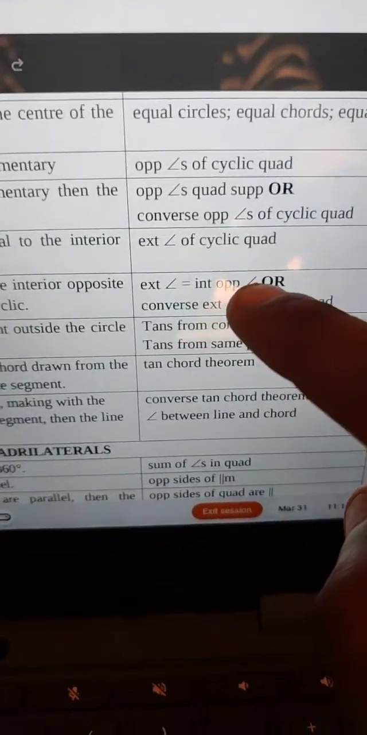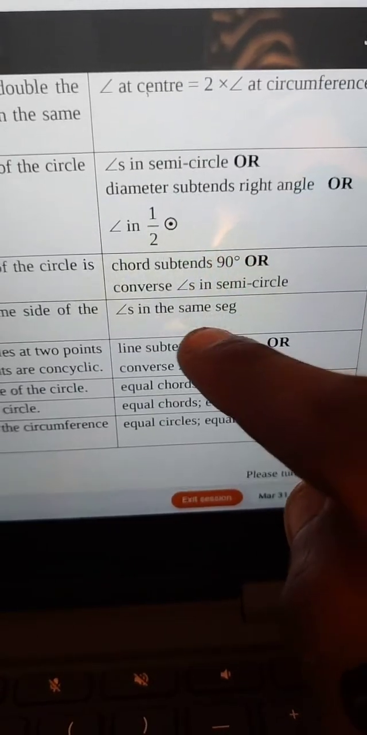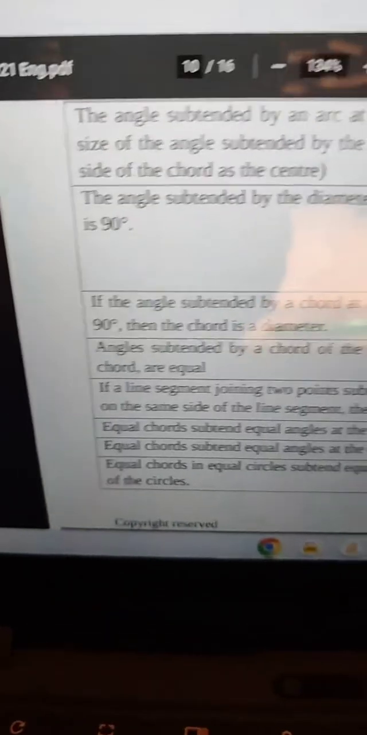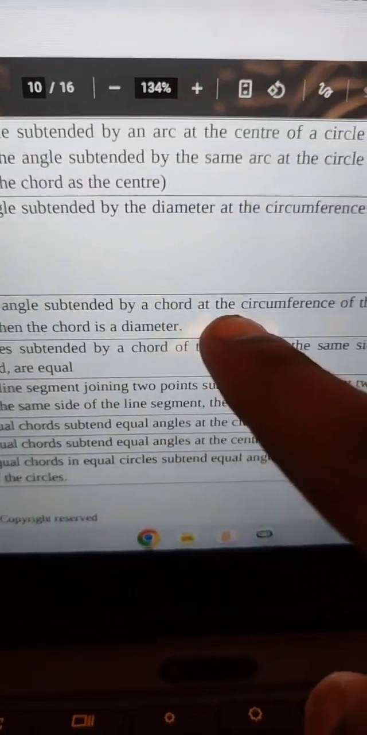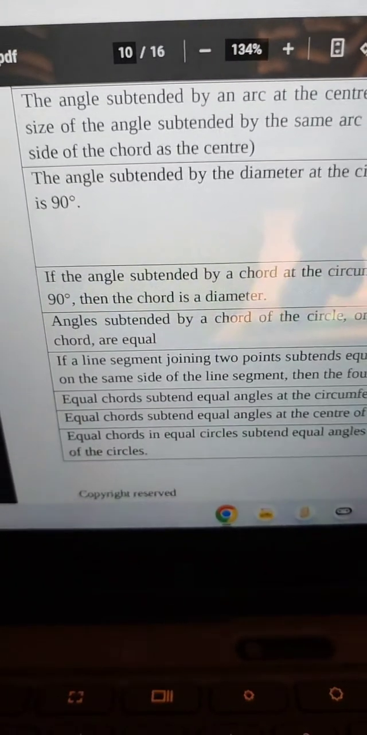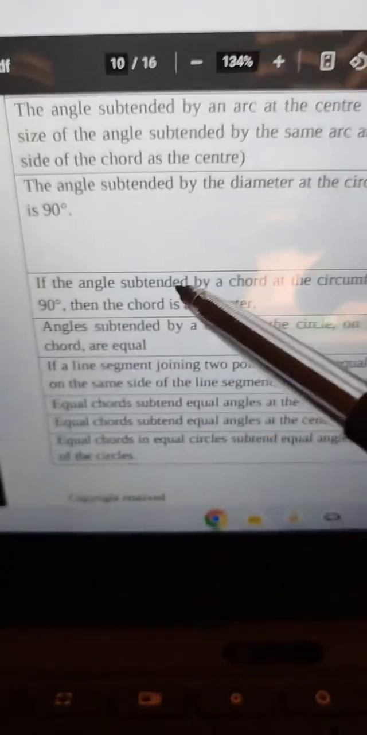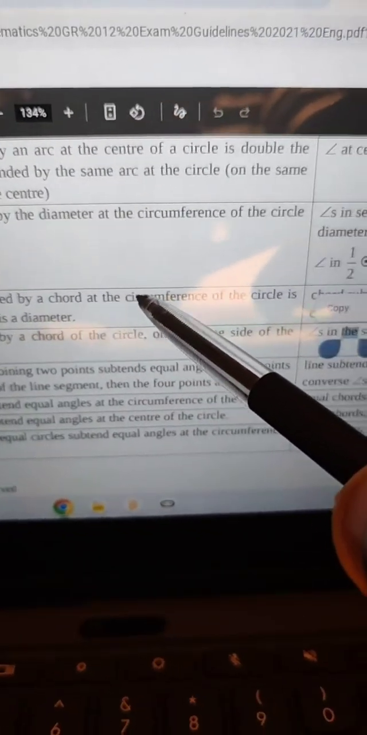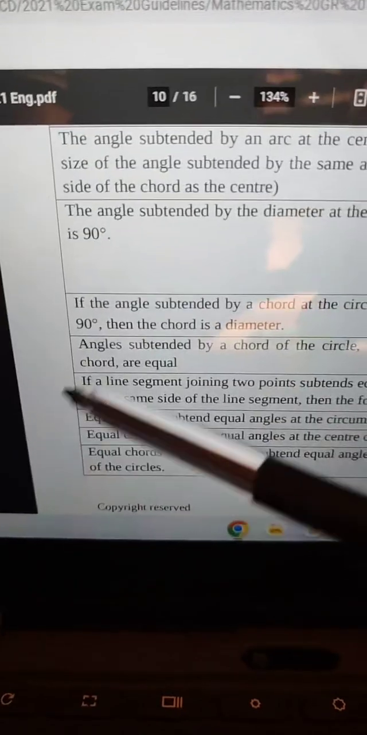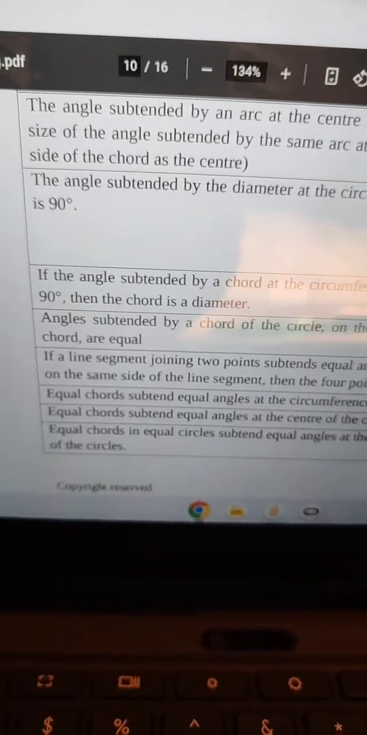Then lastly, how to prove that a line is a diameter? That would be the converse of angles in a semicircle. So let's look at this. If the angle subtended by the chord at the circumference of the circle is 90 degrees, then that particular chord is not just an ordinary chord, but it is a diameter. I repeat again. If the angle subtended by the chord at the circumference of the circle is 90 degrees, then the chord is a diameter.